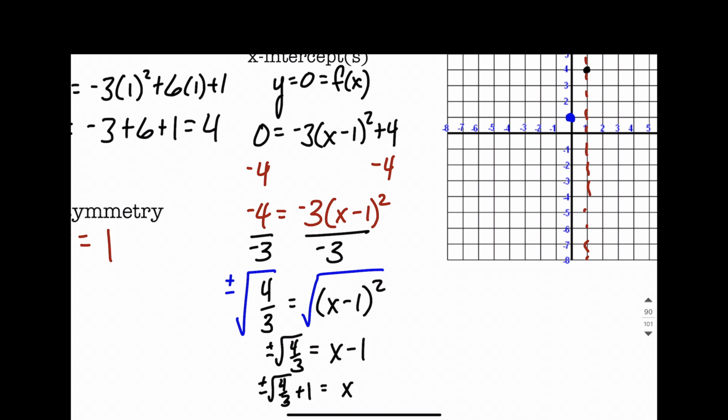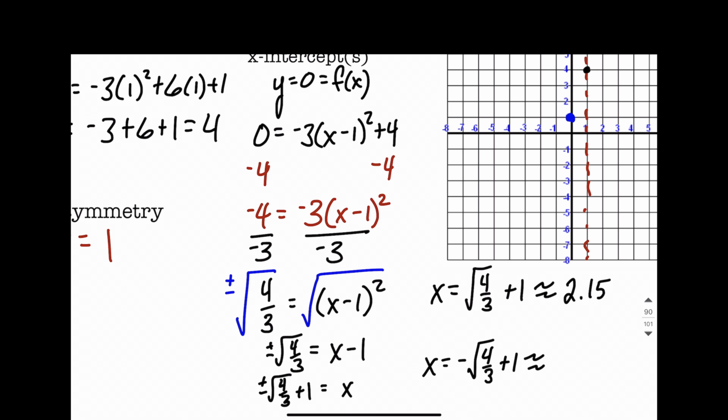All right, let's get an approximation going for this one. So x is going to be positive square root of 4/3 plus 1, and x equals the negative case, the negative square root of 4/3 plus 1. All right, and maybe getting the calculator out to help here. Square root of 4/3 works out to be about 1.1547. So when we add 1 to that, we get 2.1547, just a little bit bigger than 2.